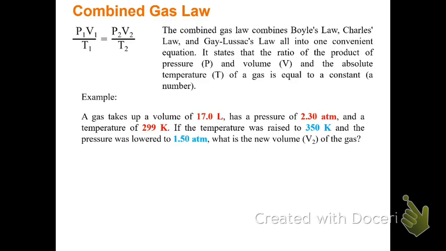So how do we use this equation? Let's look at an example. A gas takes up a volume of 17 liters, has a pressure of 2.30 atmospheres, and a temperature of 299 kelvins. If the temperature was raised to 350 kelvins and the pressure was lowered to 1.5 atmospheres, what is the new volume of the gas? So we're going to use the combined gas law equation, and we're going to isolate V2, the final volume.